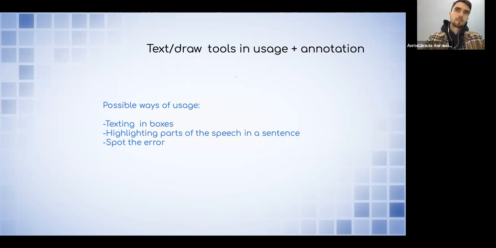It's texting in boxes, creating different shapes, boxes, let's say, highlighting parts of speech in a sentence, a spot the error activity, for example. So let's try to do it. I will create the board right now, and here it goes. I think you can see this fine. So right now I will pick some fancy color. I would like to use some other than red.